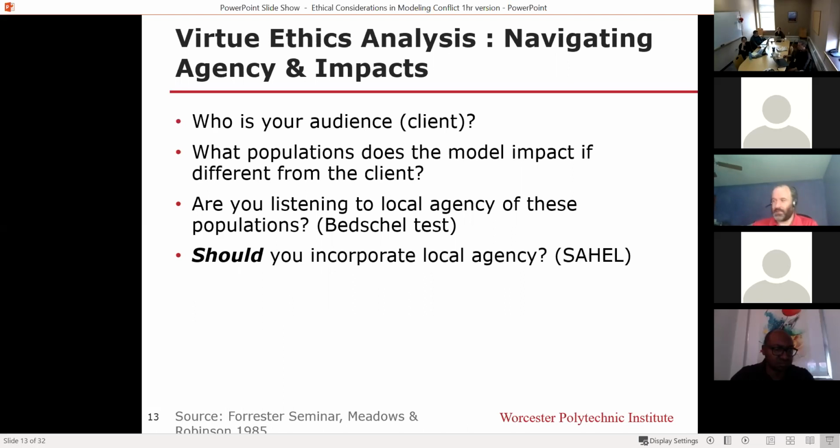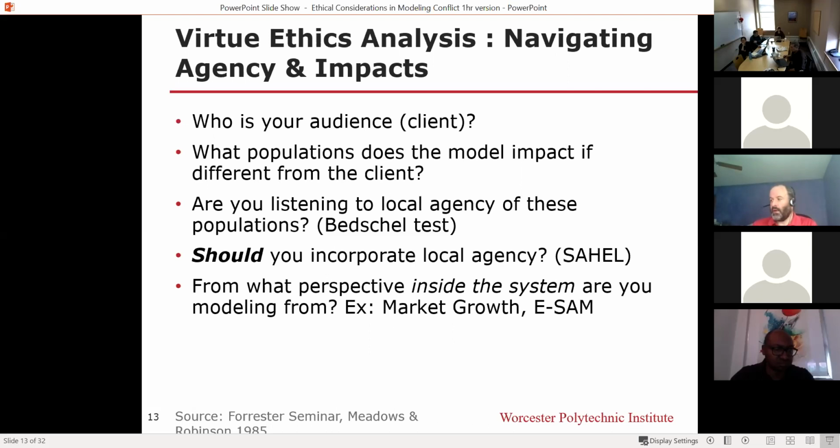The Sahel case that's in the archives at WPI is about restoring grasslands in Africa. And the local actors there had traditional practices and beliefs and approaches which were destroying the grasslands. So the question is, how do you balance that need to incorporate local agency but not necessarily be driven by the opinions of the local agents if it results in a bad outcome? And from what perspective inside the system? This is taken from Forrester's lectures that we watch in the CLM. He always would pick a perspective.